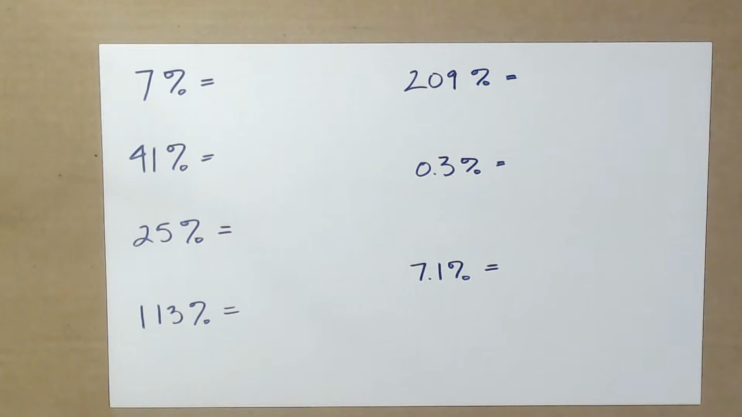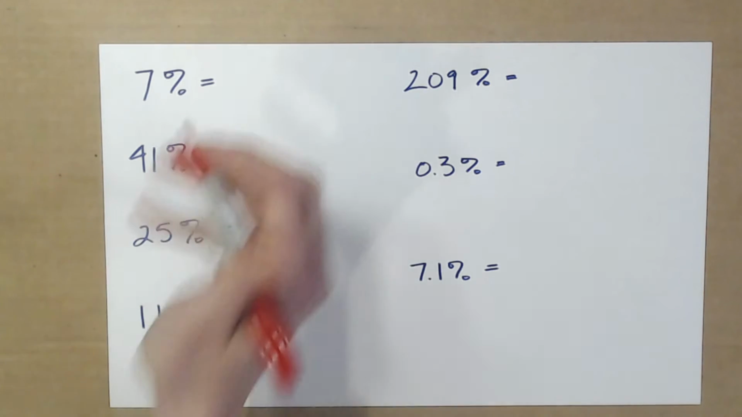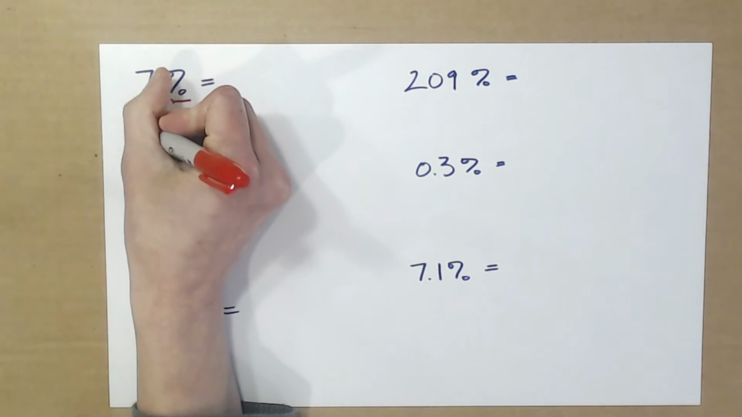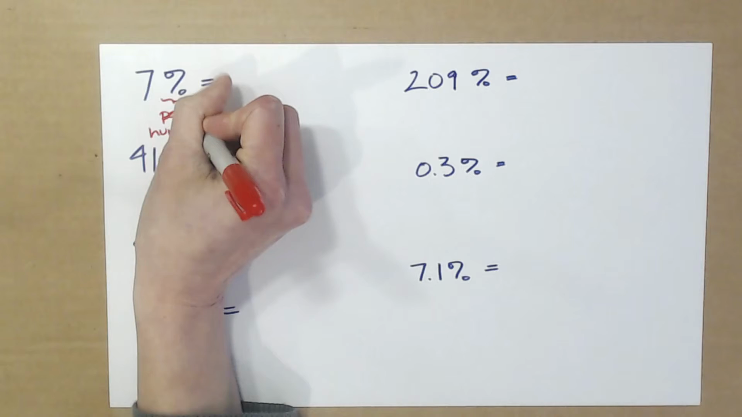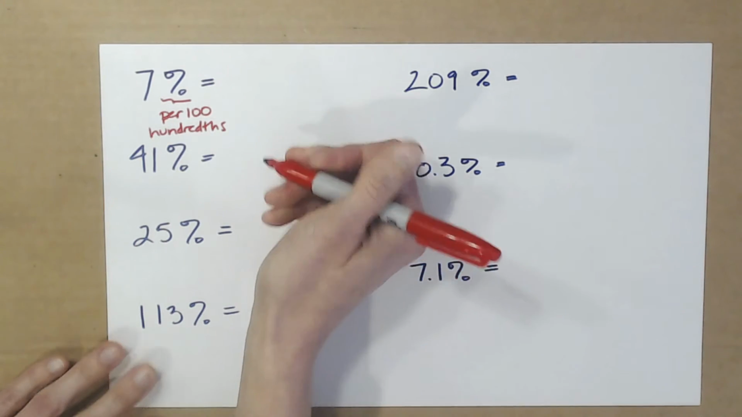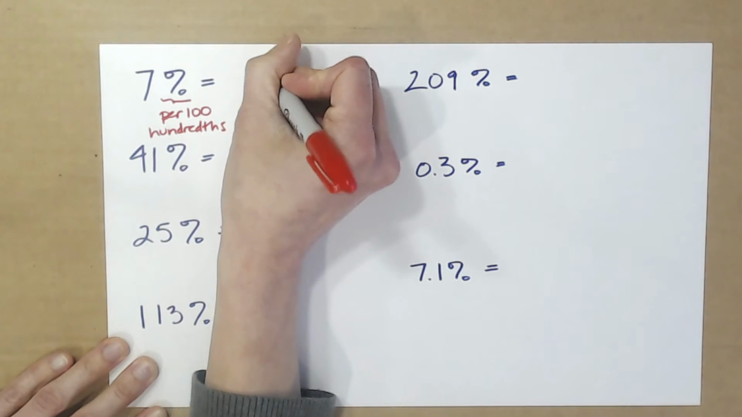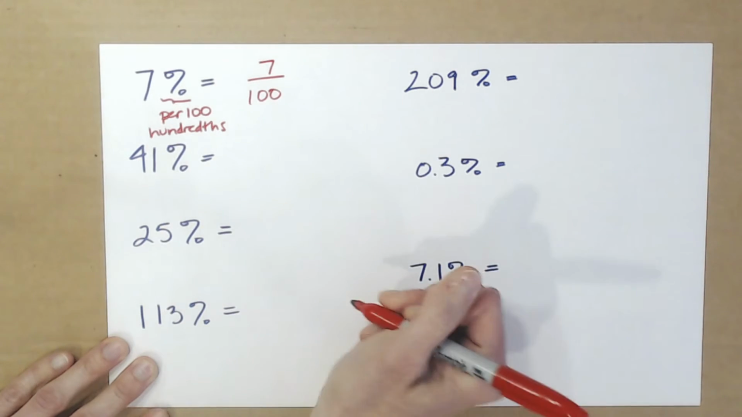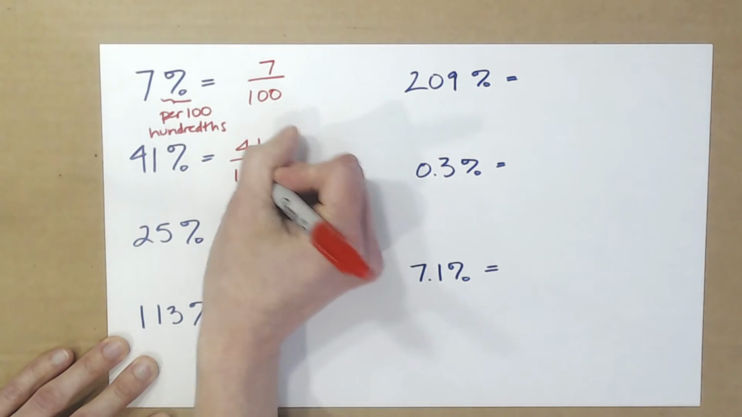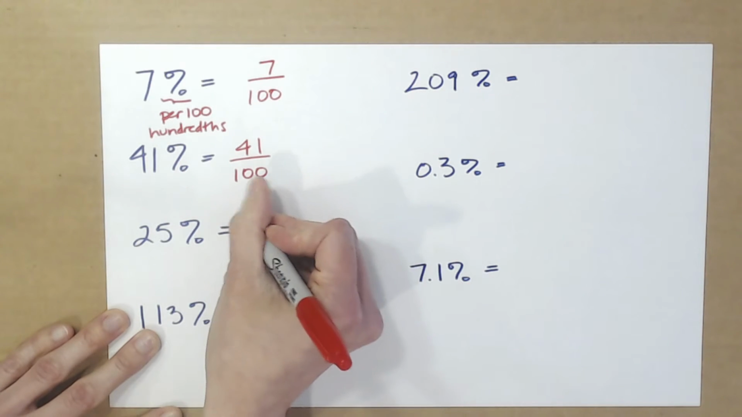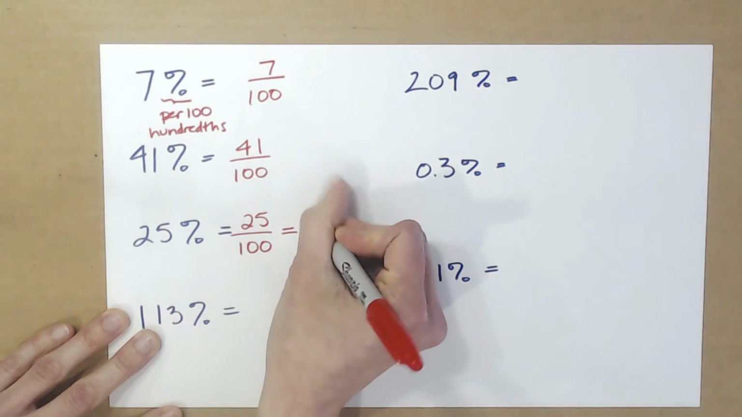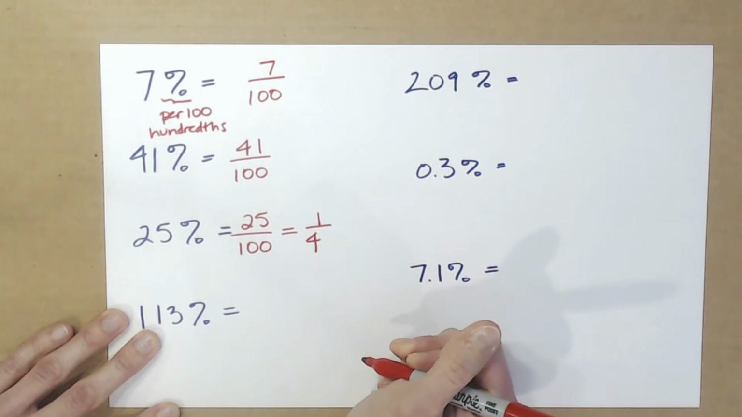Okay, our first one here is 7%. So the percent sign means per 100 or hundredths. So as we go through these, always think percent means per 100. So 7% is 7 hundredths. 41% would be 41 hundredths. 25% is 25 hundredths. This one you would need to simplify. 1/4.